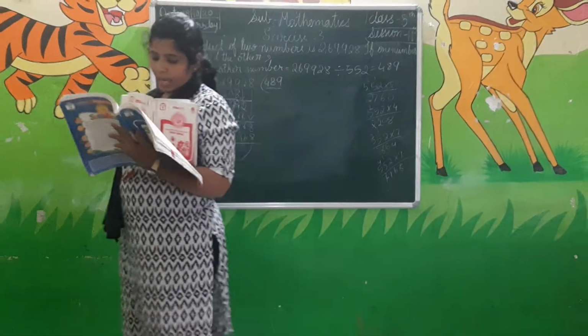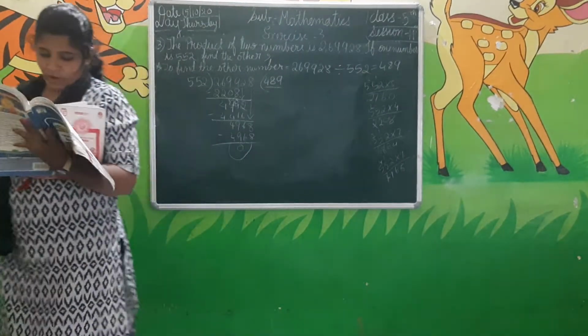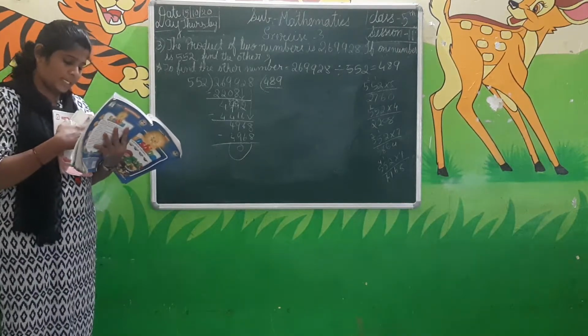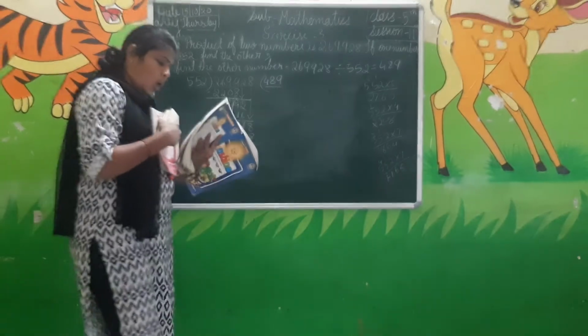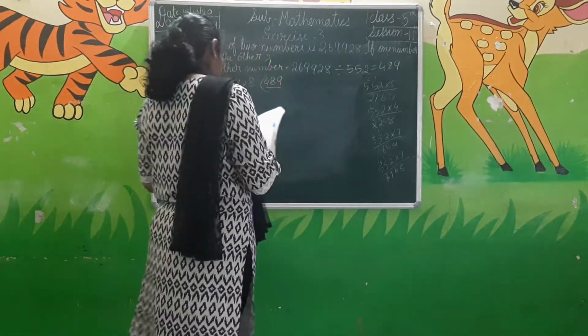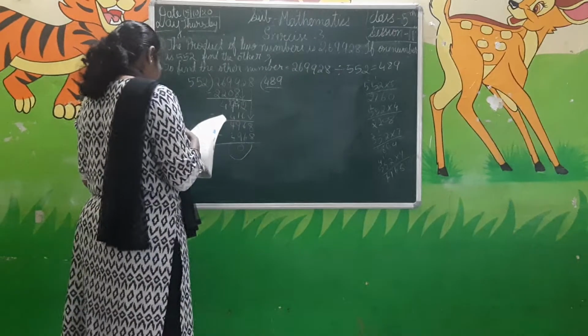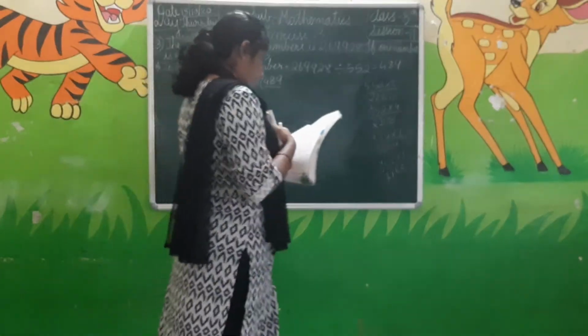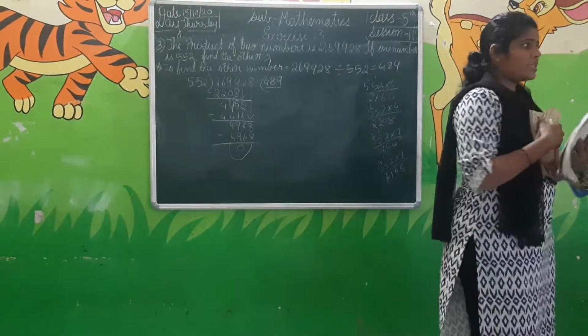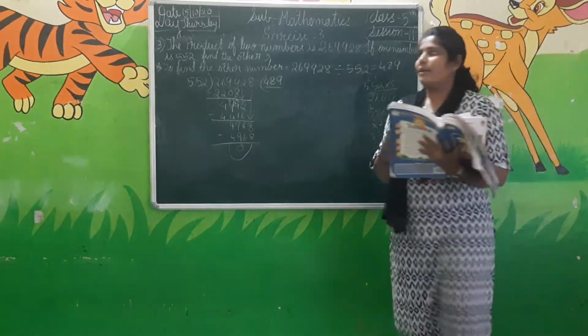What is the fourth question they have given here? A factory manufactured 9,36,243 clips in 21 weeks. How many clips are manufactured in 1 day? In 21 weeks they have manufactured 9,36,243 clips. Now we have to find out the number of clips produced in 1 day.